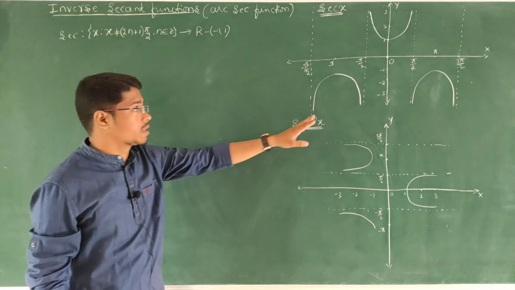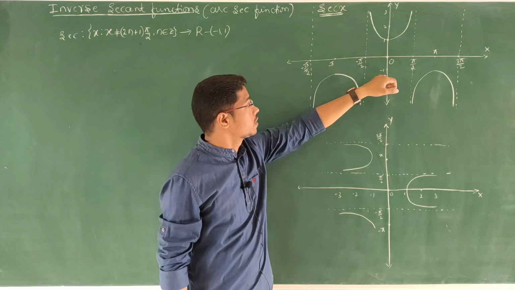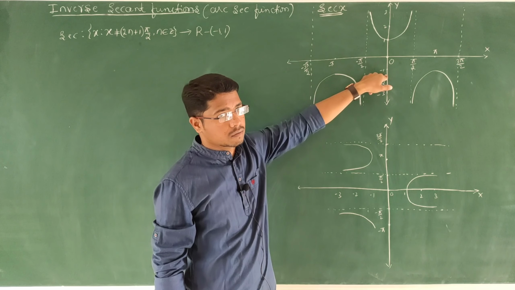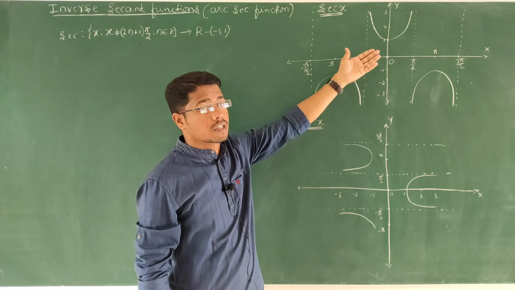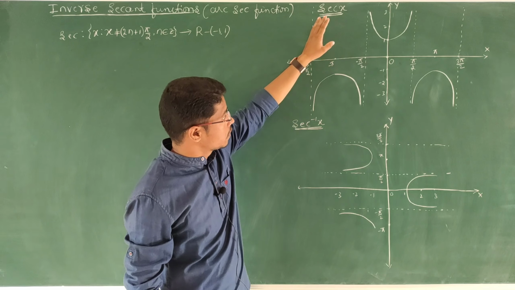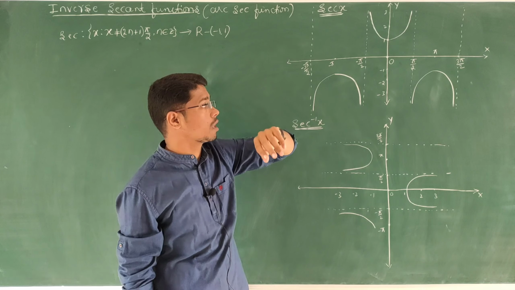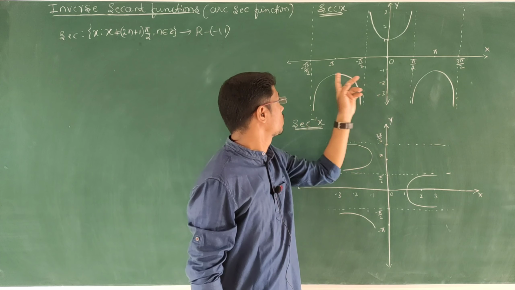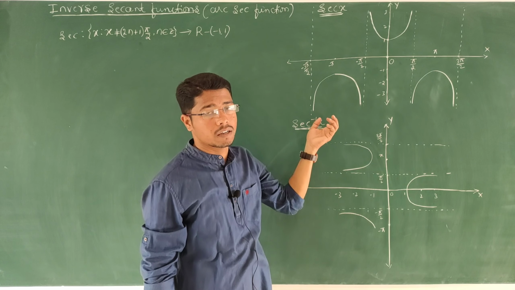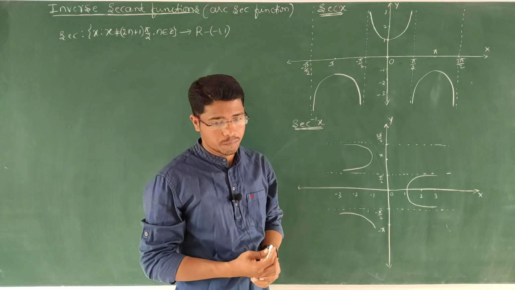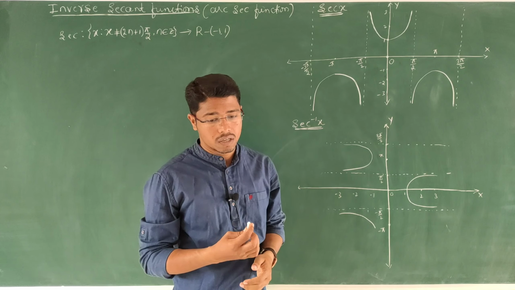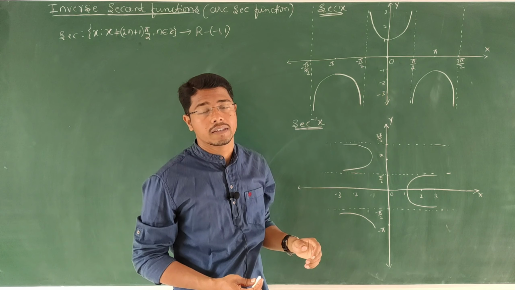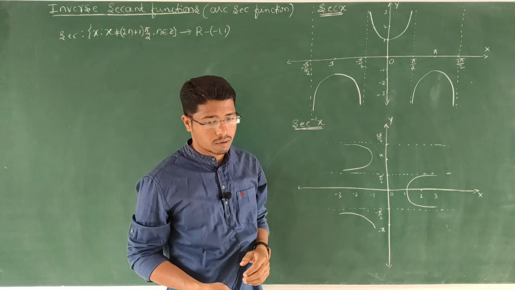Okay, see the graph of the sec function. It doesn't include (minus 1, 1), except (minus 1, 1), so the secant function will be defined. And this is not defined at odd multiples of pi by 2: pi by 2, 3 pi by 2, minus 3 pi by 2. It means the secant function assumes all real values except (minus 1, 1), and it is not defined at the odd multiples of pi by 2.